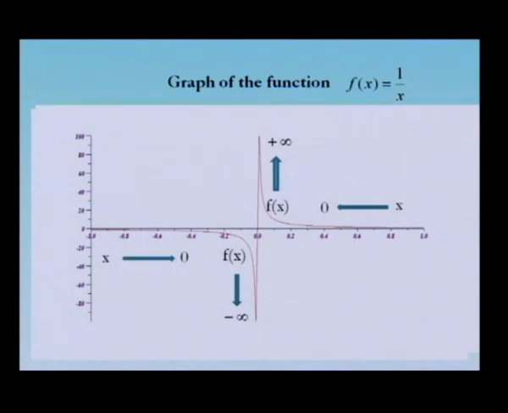Now consider the function f(x) equals 1 upon x. As you can see in the graph, when x tends to 0 from the left hand side, the function f(x) tends to -infinity, and when x tends to 0 from the right hand side, f(x) tends to +infinity. So in this case also, f(x) has a jump when x crosses 0. So f(x) has no limit at the point x equals 0.